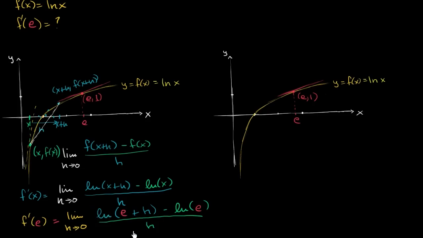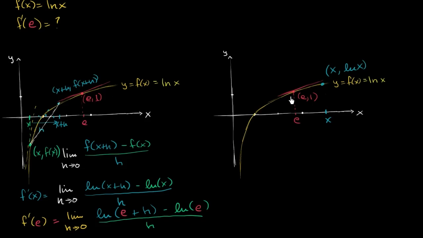Now let's do the alternate definition. If you don't want to find a general derivative expressed as a function of x like this, and you just want to find the slope at a particular point, the alternate definition gets straight to the point. Let's imagine some other x value. This right over here is the point x comma f of x, or we could even say the natural log of x.